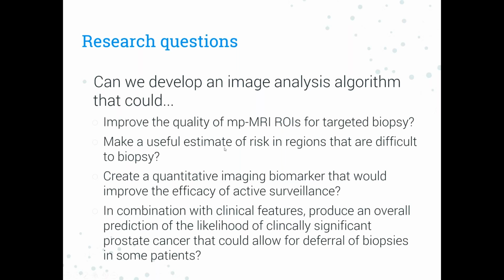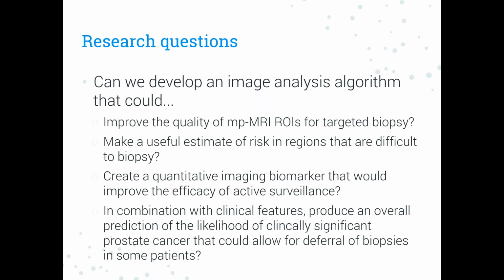Such an algorithm could also make a useful estimate of risk in regions that are difficult to biopsy. We could create a quantitative imaging biomarker that would improve efficacy of active surveillance. At UCLA, we have an active surveillance cohort where men with these intermediate prostate cancers, we don't treat them, we just watch it over time and see what happens. And what we'd really like to do is, in combination with clinical features, produce an overall prediction of the likelihood of clinically significant prostate cancer that could allow for deferral of biopsies in some patients, okay?